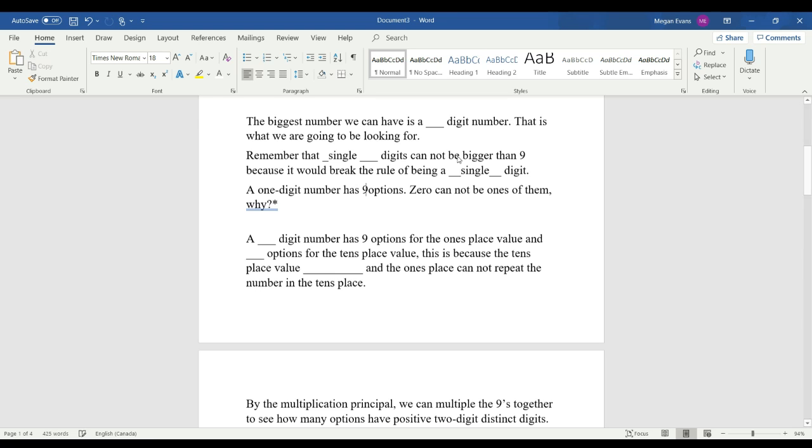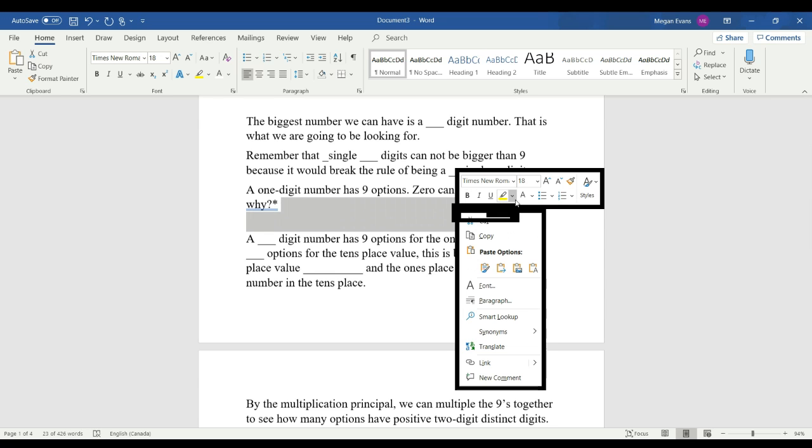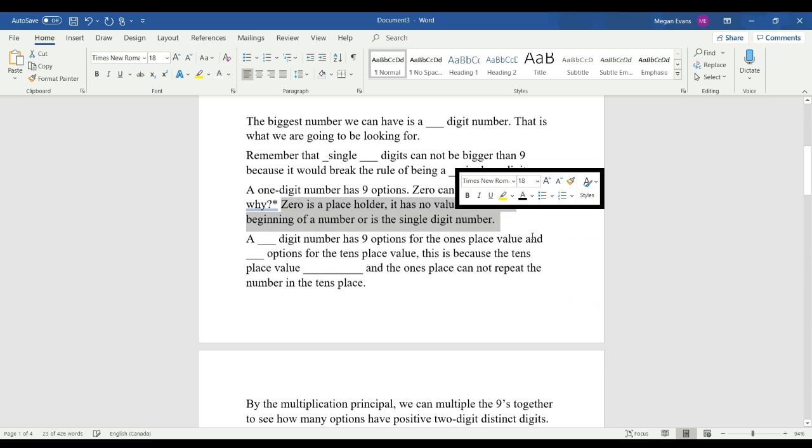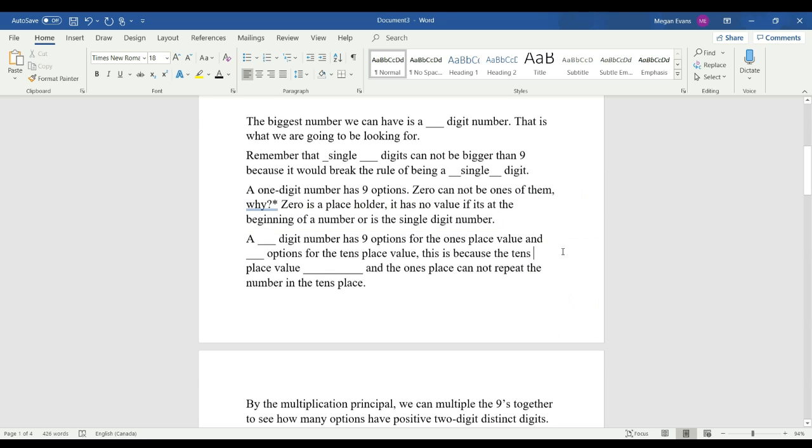So we're looking for a 10-digit number. So the ones place value has 9 options. 0 cannot be one of them. Now, why can't 0 be one of them? Well, this is because 0 is a placeholder. It has no value if it's at the beginning of a number or is the single digit. So a 2-digit number is a little bit different.